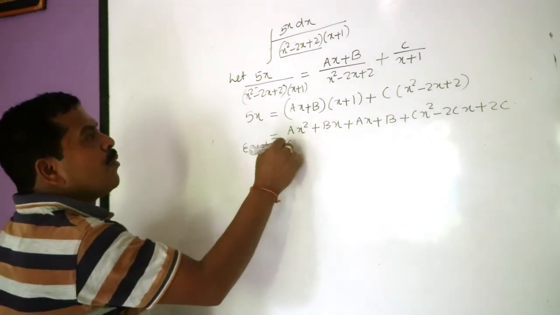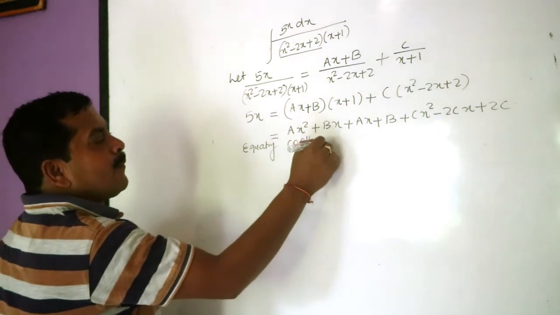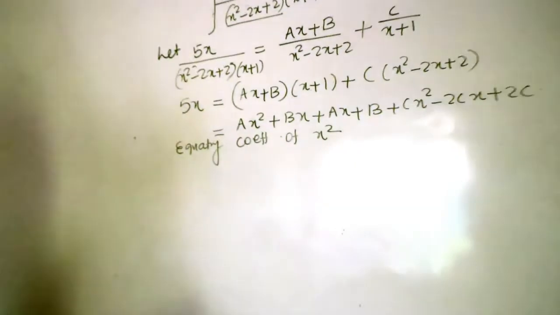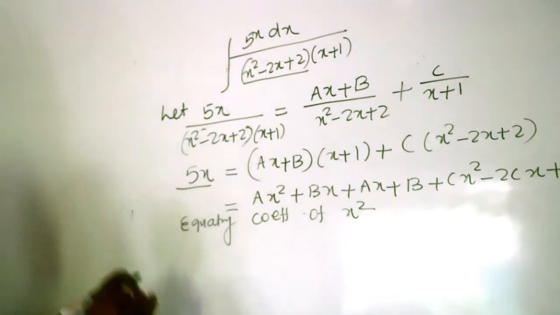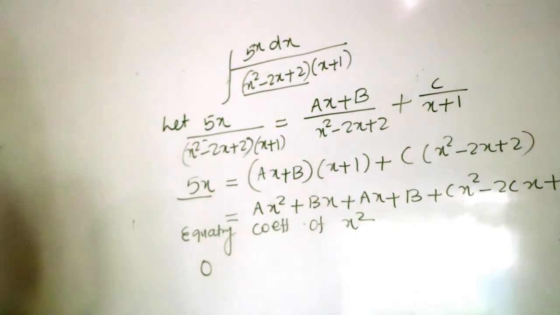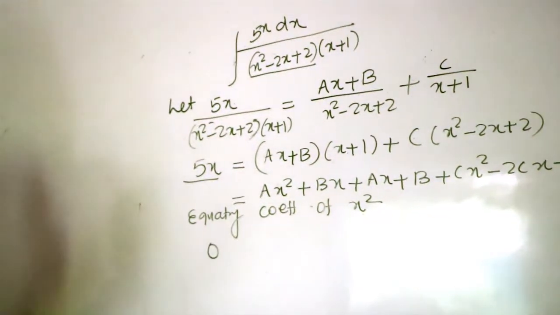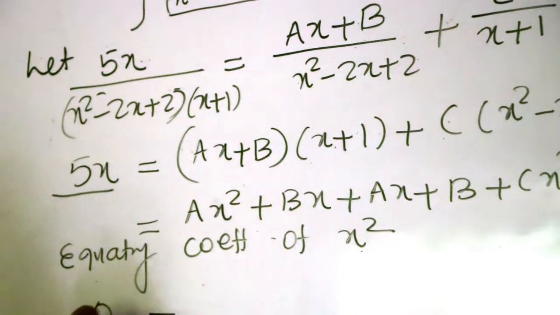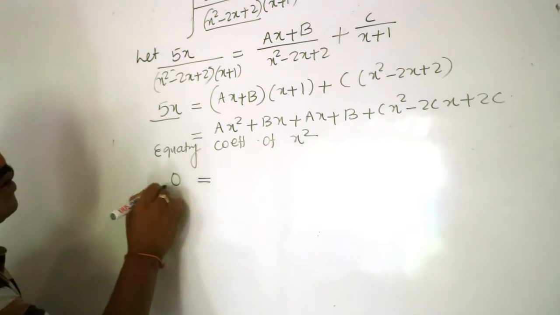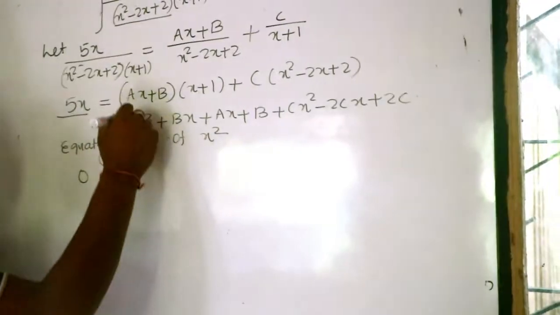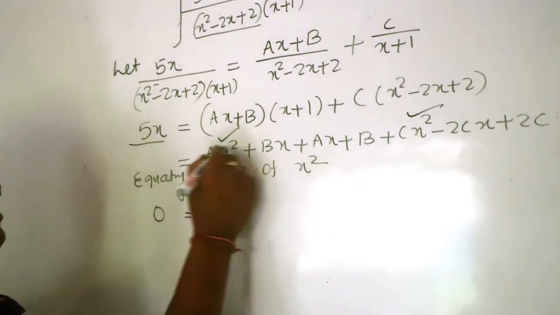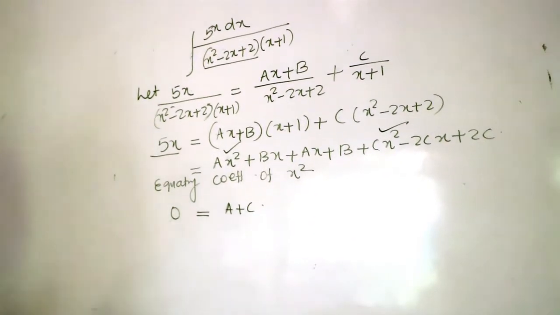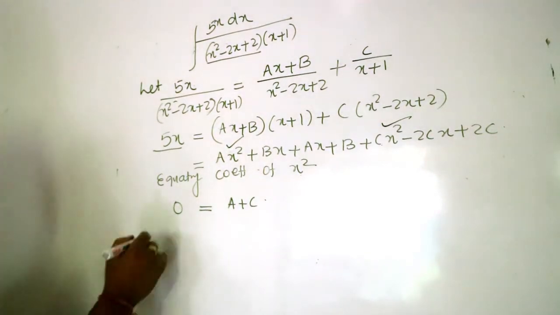Equating the coefficient of x squared on both sides. On the left hand side the coefficient of x squared is 0 because there is no x squared term. But on the right hand side the coefficient of x squared is a plus c. So we have a plus c equals 0.